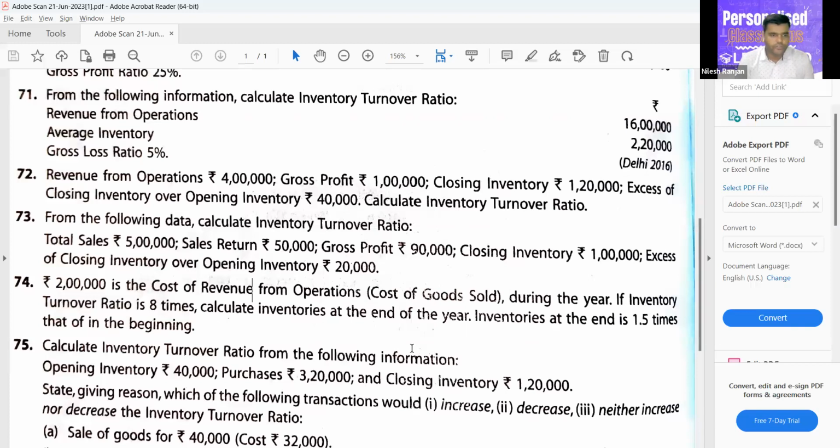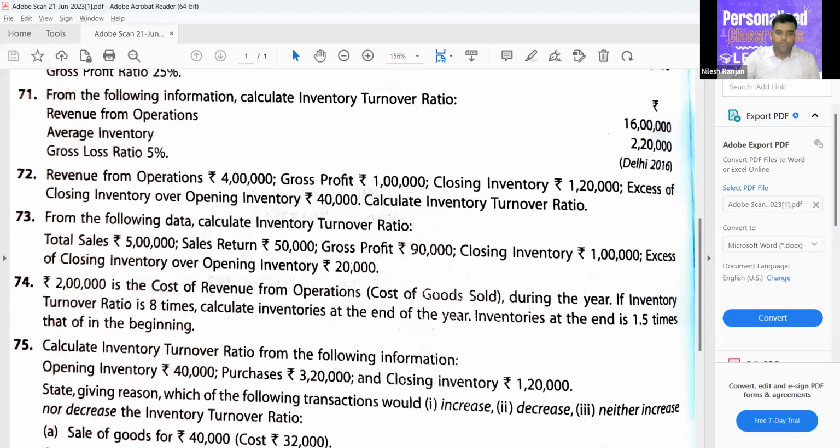Please read the question along with me. Rupees 2 lakh is the cost of revenue from operation. So cost of goods sold is given, which is the numerator of the inventory turnover ratio during the year. The inventory turnover ratio is 8 times, so the answer is also given. We have to calculate the inventory at the end of the year. Inventory at the end is 1.5 times that in the beginning. Okay, so our closing inventory is 1.5 times of opening inventory.